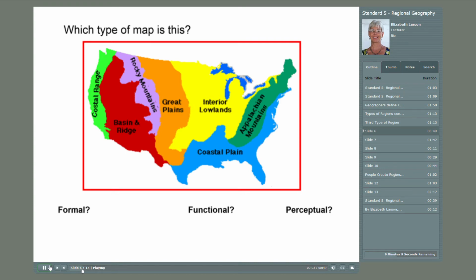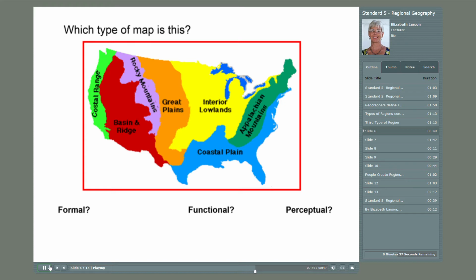The map on this slide shows physical regions of the United States. Starting on the west coast, we see the coastal range. Then we have an area called basin and range. Moving east, we see the Rocky Mountains and the Great Plains states and the interior lowlands. South of that is the coastal plain, which also runs up the Atlantic coast, and nestled between the interior lowlands and the coastal plains are the Appalachian Mountains.